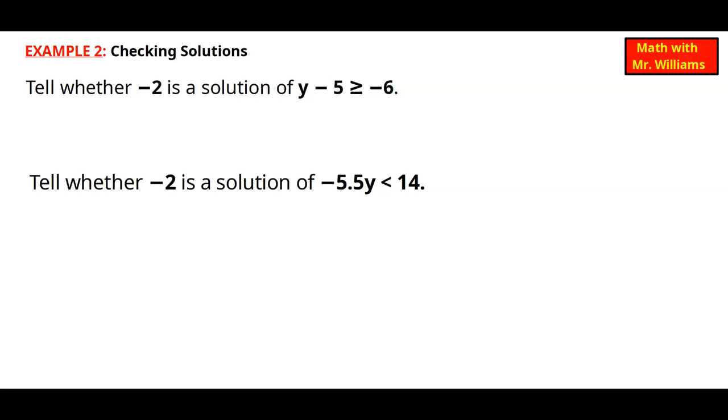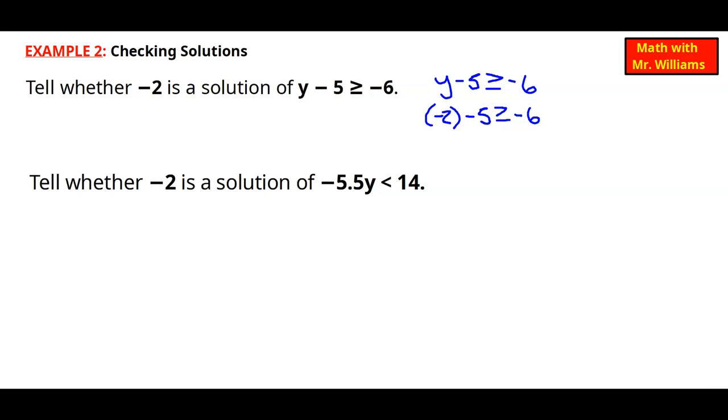Math with Mr. Williams, example 2, checking solutions. Tell whether negative 2 is a solution of y minus 5 is greater than or equal to negative 6. So the first thing we need to do is write down the inequality. We have y minus 5 is greater than or equal to negative 6. And now we're going to substitute in the negative 2.